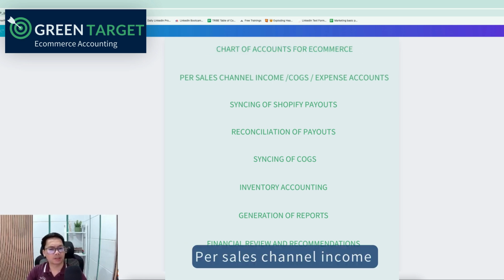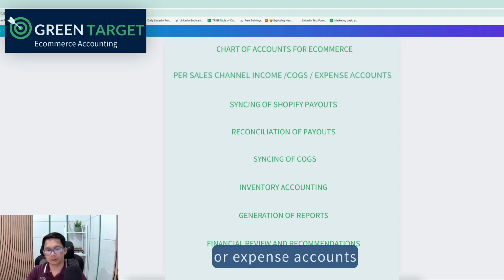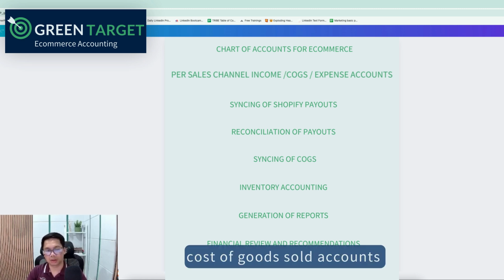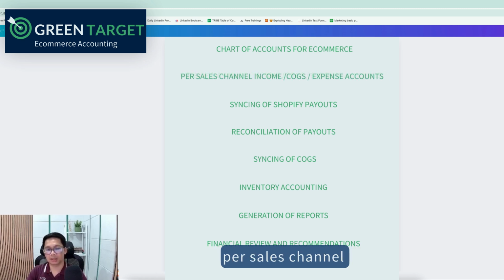If you use other types of payment methods with your Shopify, you need to separate the clearing accounts. For sales channel income, COGS or expense accounts, if the business has a Shopify sales channel and other sales channels, we need to separate the income, the expense accounts, and the cost of goods sold accounts so that the profitability per sales channel can be analyzed accurately.